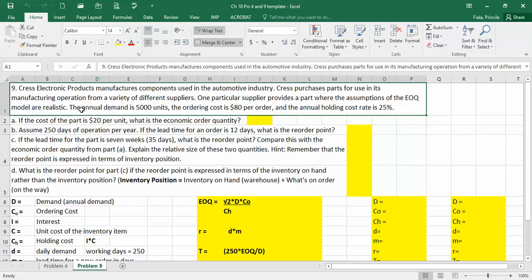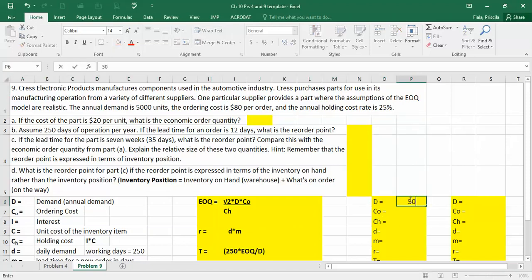So let's start plugging in the annual demand, or your capital D right here. It's 5,000. So 5,000 for both. The ordering cost is $80 per order. So my ordering cost, capital C subscript O, is $80 for both.